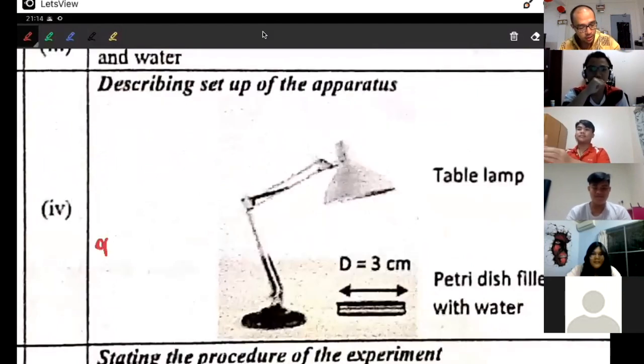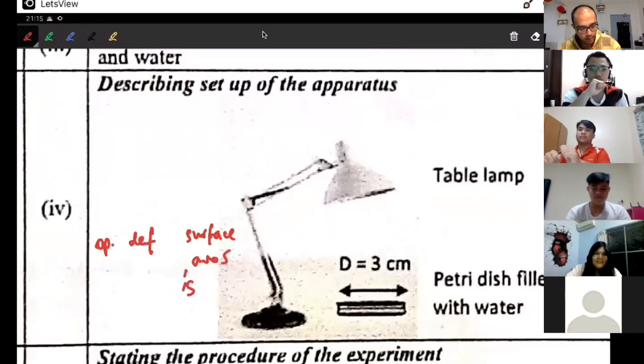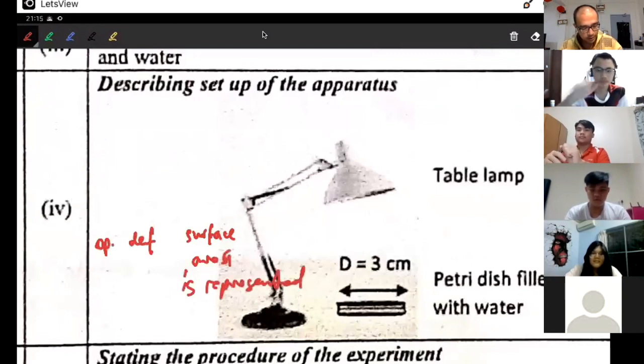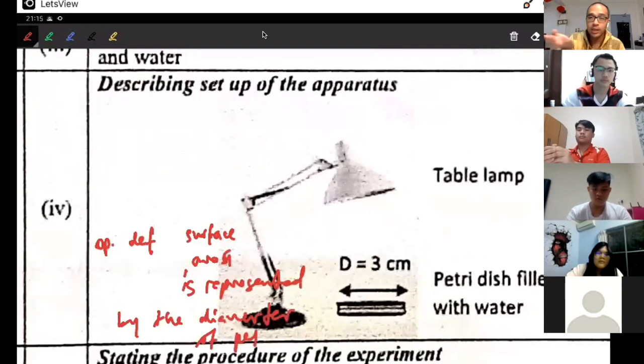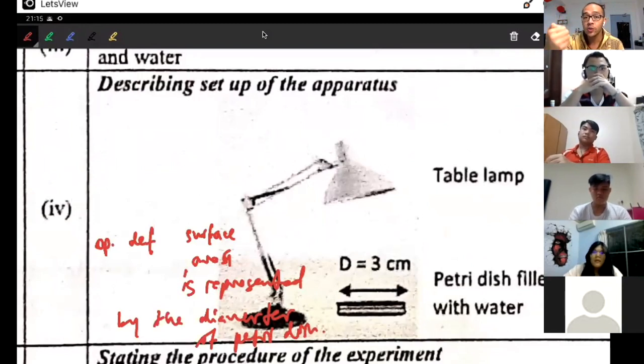So the operational definition of the surface area is represented by the diameter of the petri dish. So you put a petri dish with water, and then you put the fake sun, the table lamp, over the top. Then you measure the time taken using a stopwatch.